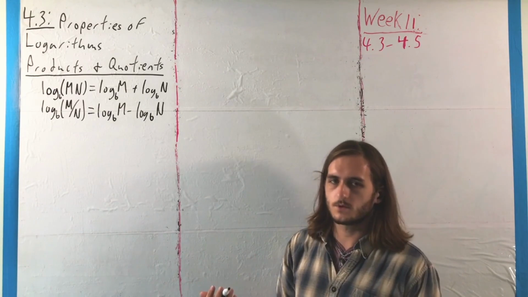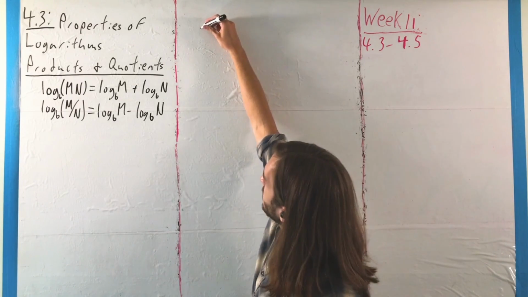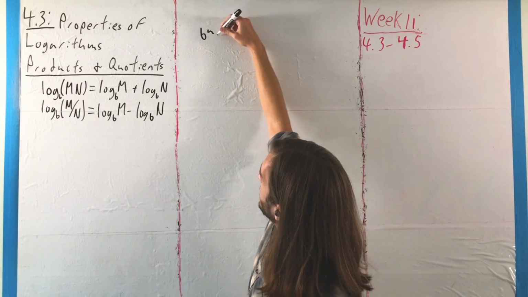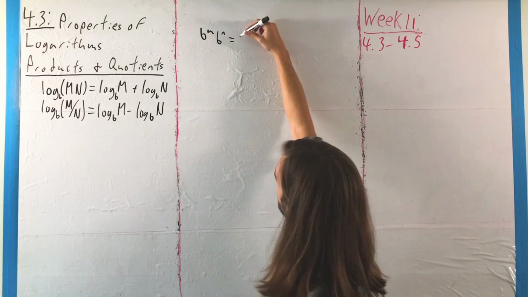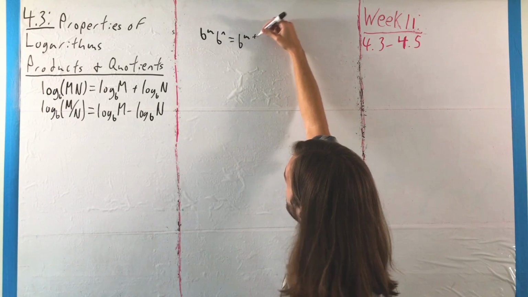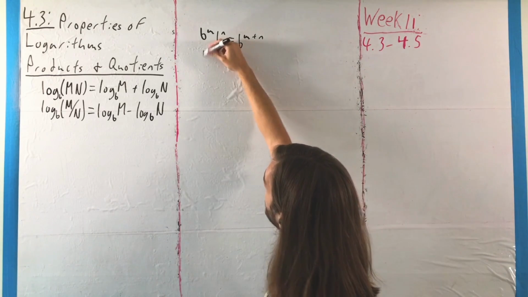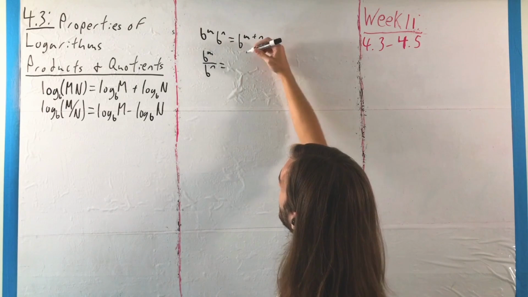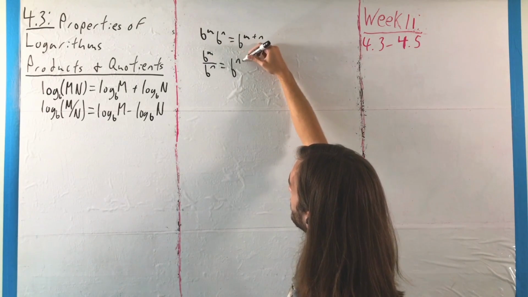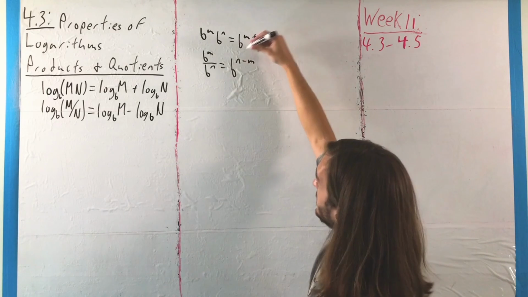Where this comes from are the product and quotient rules, or if you want to think about them, the sum and difference rules for exponents, that if we have something of the form b raised to the power m times b raised to the power n with that same base, you can turn that into b raised to the power m plus n. And similarly, if we have b raised to the power m over b raised to the power n, that can be written as b raised to the power m, or excuse me, that should be an m minus an n.